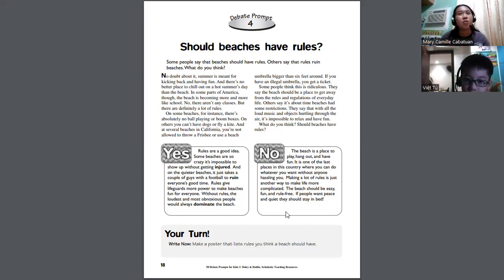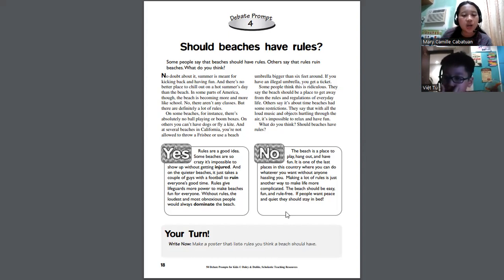So here in this side, we all know that we need fun, we need fresh air, we need something that lets us stay relaxed, right? Yeah. So in this side, they don't agree that beaches should have rules because it is a place where they are free. They can do anything they want. If there are rules, they are restricted from anything they want to do on the beach, right?